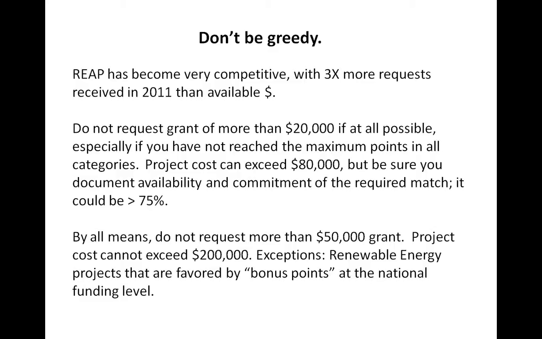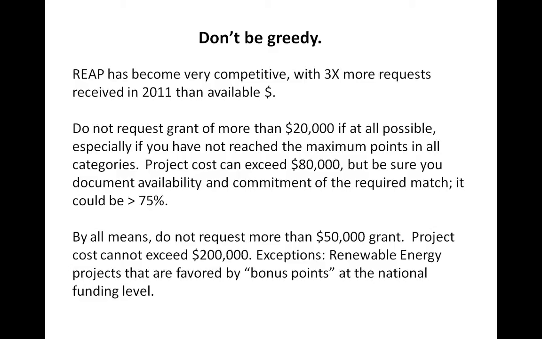So this would mean that you'd have a project cost of $80,000, or you could have more than an $80,000 project. I've had clients that have had a $200,000 project, but they only requested $20,000 to be more competitive because they had the other match. And speaking of the match, be sure that you document the availability of that match, because if you are only requesting $20,000 and you have more than an $80,000 project, obviously you have to show that you've got more than 75% financial match.